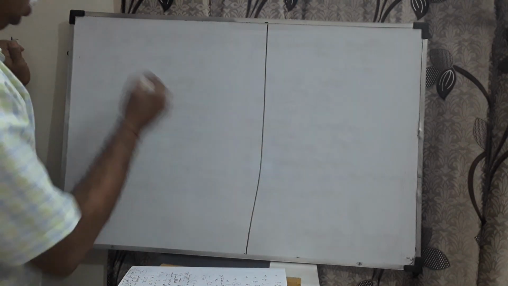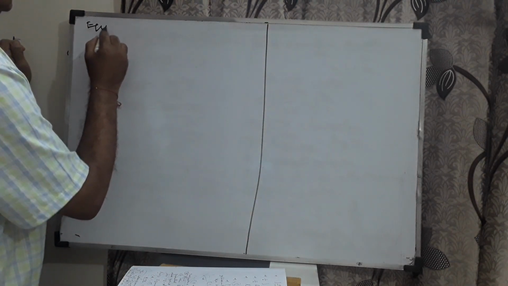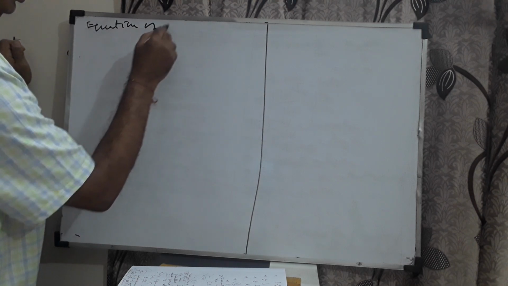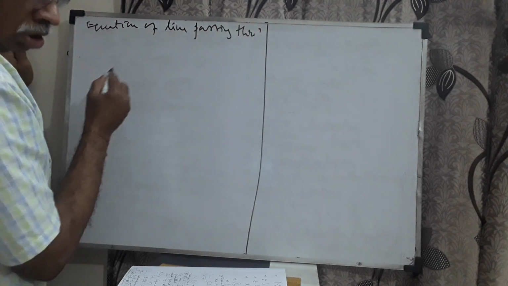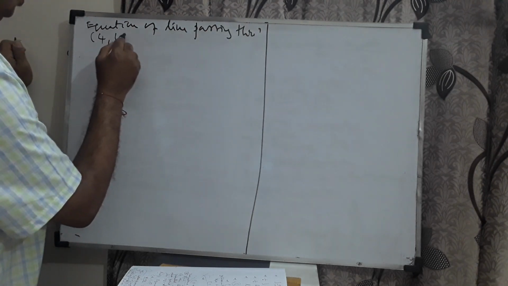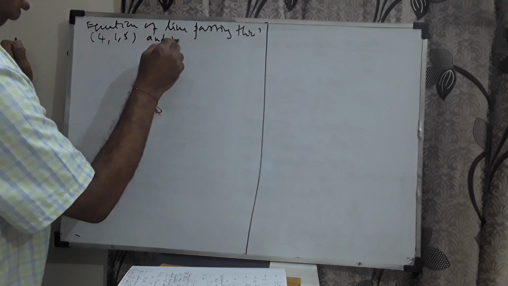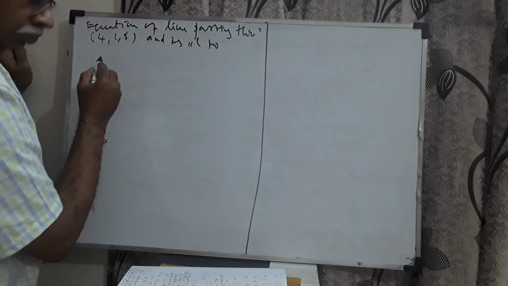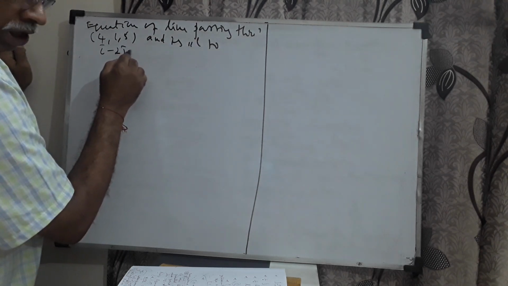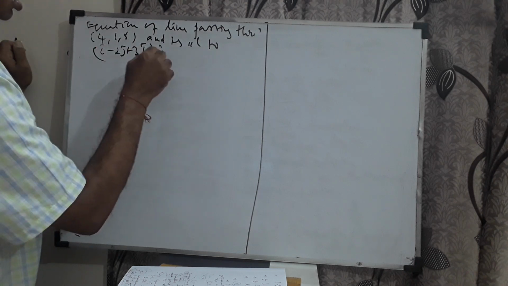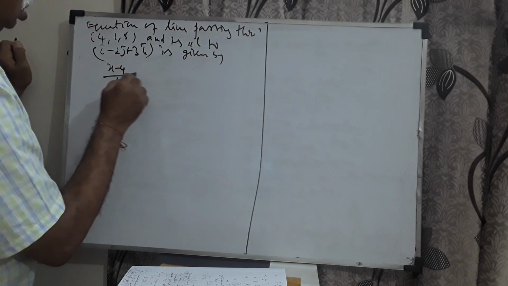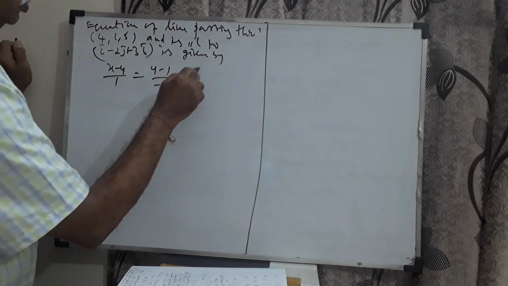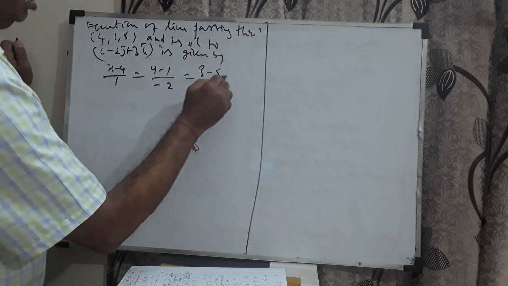Okay, now just see here, equation of line passing through the point given here, (4, 1, 5), and parallel to i cap minus 2j cap plus 3k cap is given by (x minus 4) by 1, (y minus 1) by minus 2 is equal to (z minus 5) by 3.